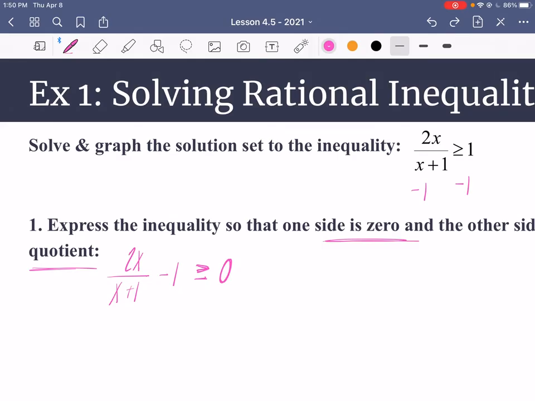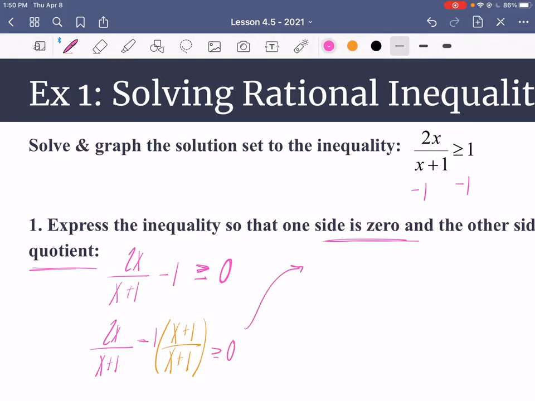And the way that we add or subtract fractions is we get a common denominator. So I take a look. This is my denominator over to the left. This one has a denominator of 1. So my common denominator is going to be x plus 1. So I need to multiply the negative 1 by x plus 1 over x plus 1. That's all greater than or equal to 0.